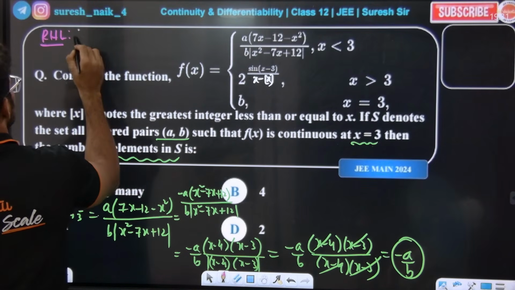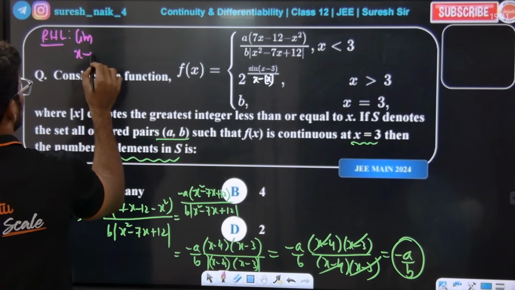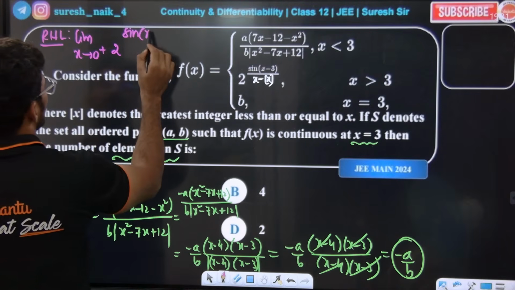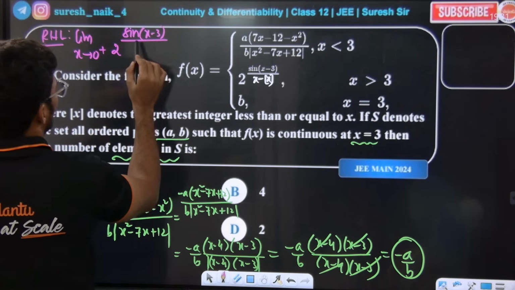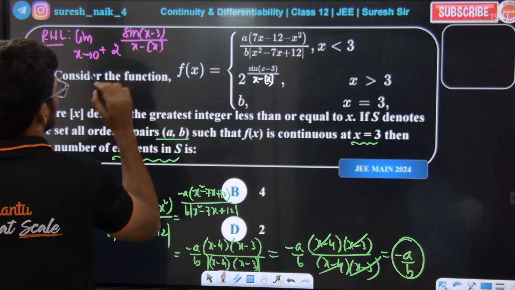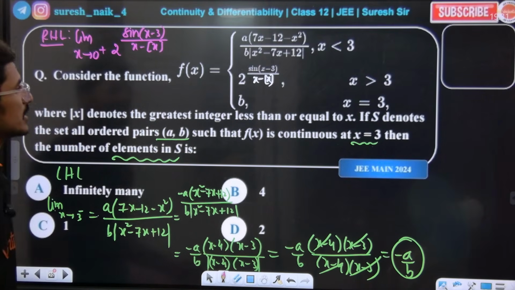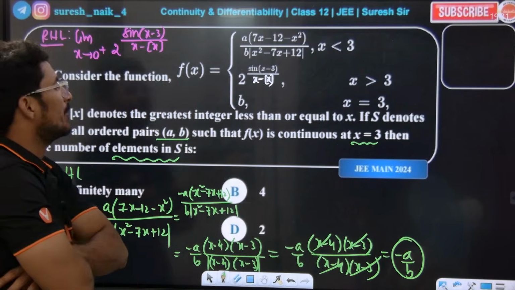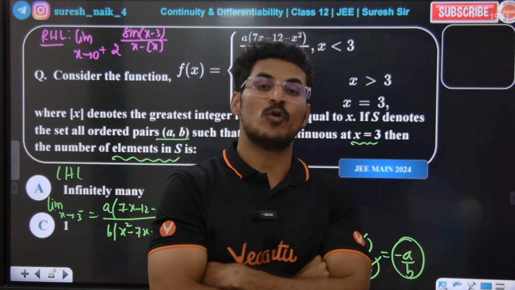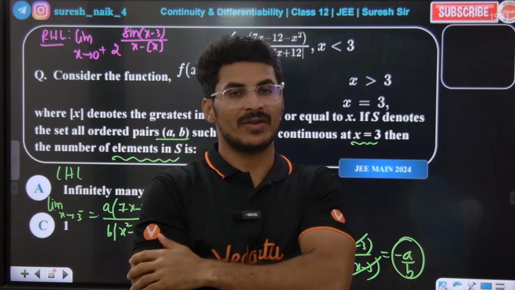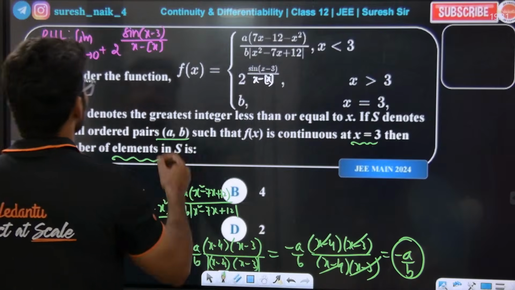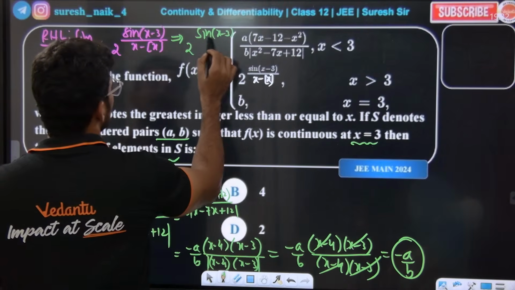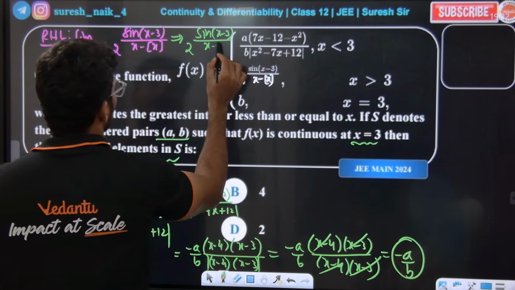Limit x tending towards 0 plus of 2 power of sine of x minus 3 divided by x minus step of x. I mean fraction, step of x. Sorry, more than 3 means what? Step of more than 3 is what? 3 then 3.1111 you take. So 3 only. So definitely this is going to be 2 power of sine of x minus 3 divided by x minus 3.